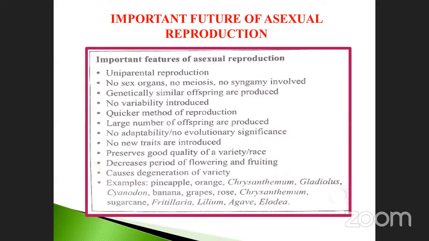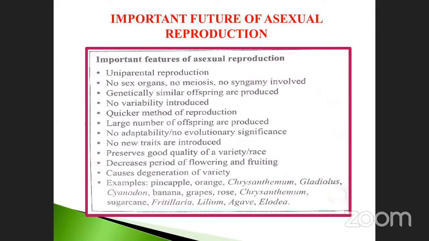Okay, so we come to the last point: important features of asexual reproduction. What are the important features of asexual reproduction? See, the first one is that asexual reproduction is always uniparental. Only a single parent is involved in this process. Next, no sex organs. They do not have male or female sex organs. At the same time, no meiosis. Meiosis takes place only in sexual reproduction. At the same time, no syngamy.